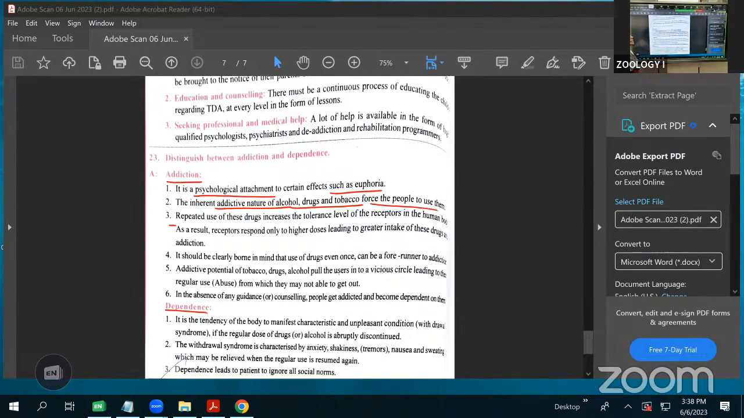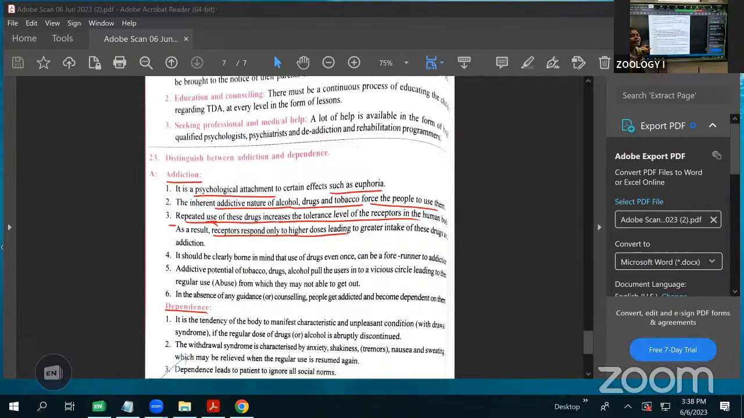The repeated use of these drugs increases the tolerance level of the receptors. Continuously we are taking them, so the tolerance of the receptors increases. Clear? As a result, what today is this much, tomorrow the amount is increased. Why? Because the receptors increase the tolerance. That's why they are not satisfied. The less amount they took daily is not satisfying, so they take more.